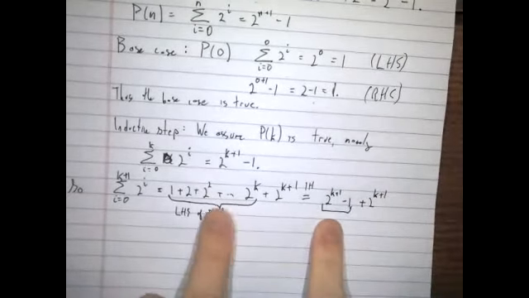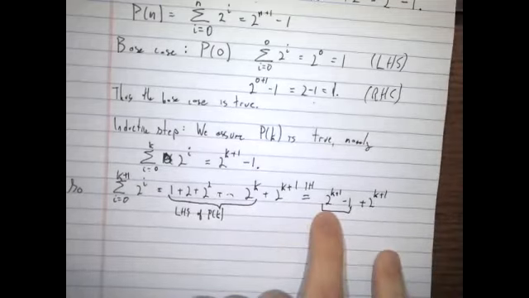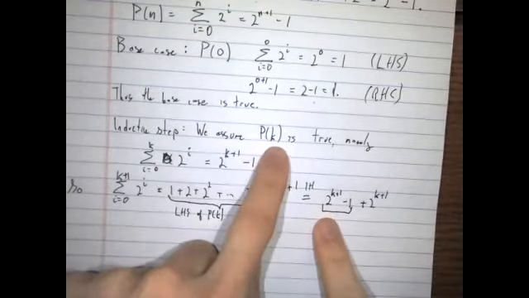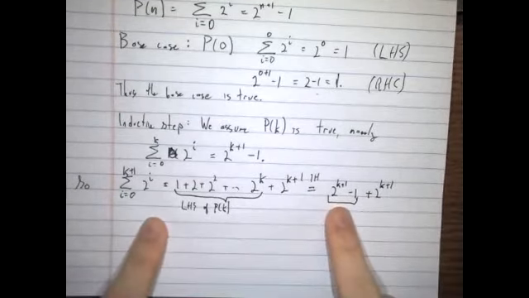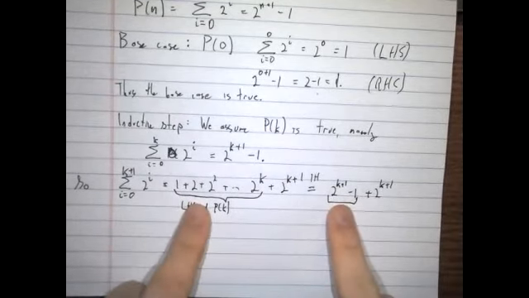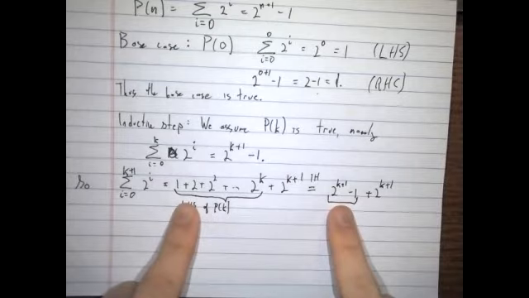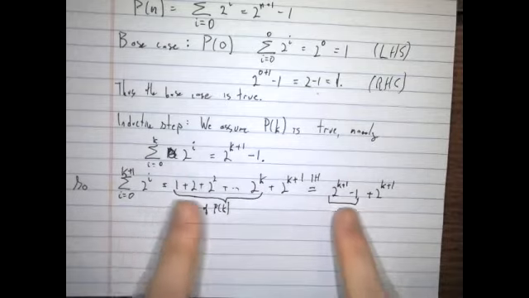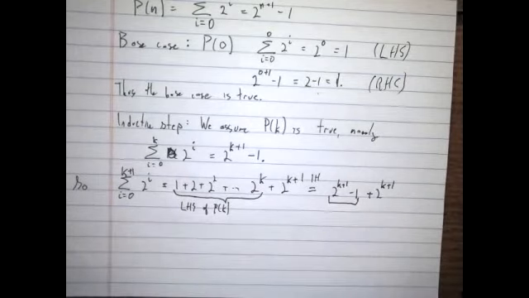This step of swapping this sum for 2 to the K plus 1 minus 1, I'm allowed to do exactly because I assumed P of K is true. And P of K is these two things are equal. Is everyone okay about this swap that I did, this switch?